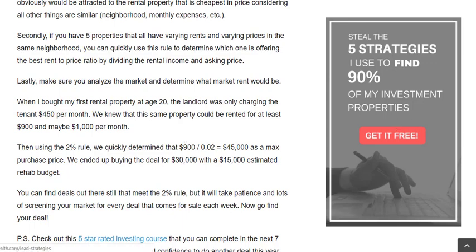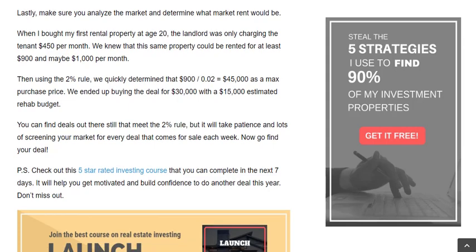So again, just want to make that clear. So if you're in a big city market and you're like, this 2% rule is not going to work, you're absolutely correct. In that market, your rent rule might be like a 1% or 0.75%. It might not even be close to 2%.